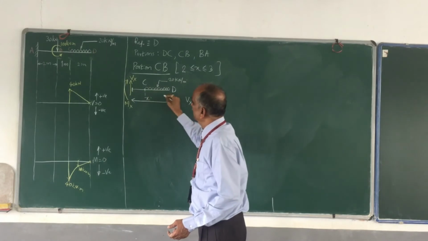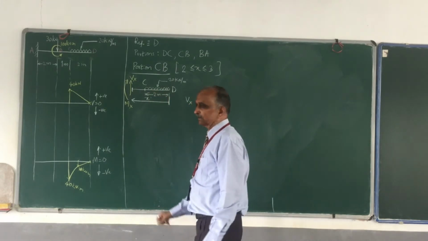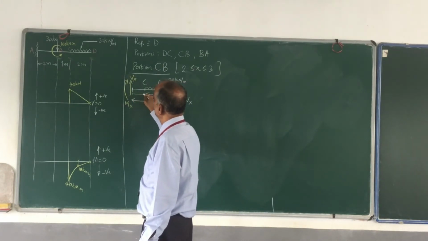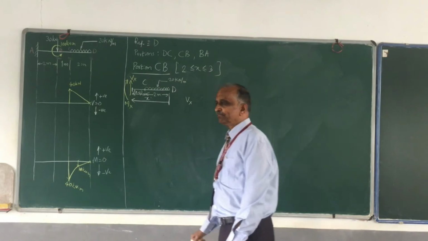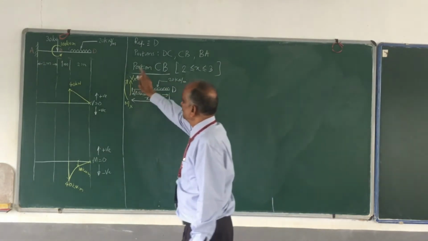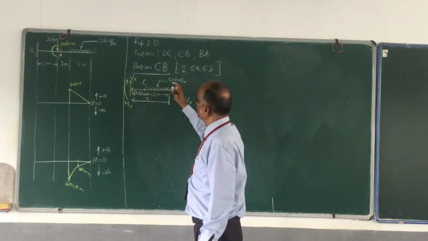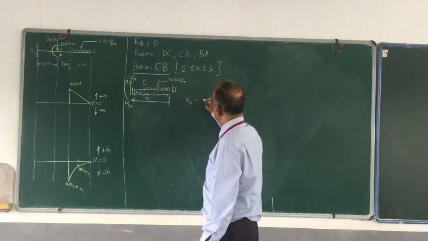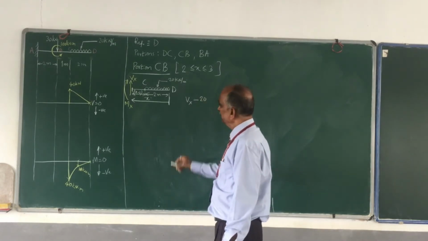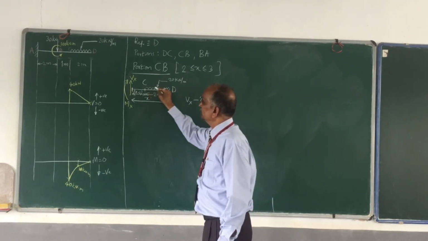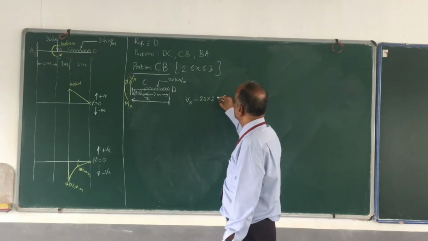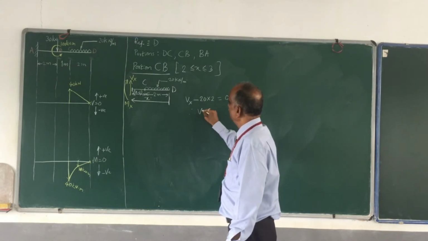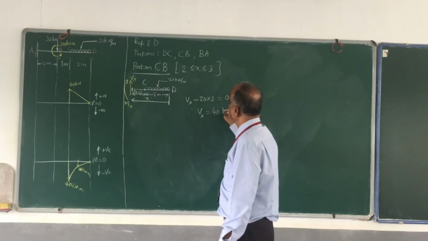One more thing I should do. We shall write down here. I know that this is 2 meters. And how much is this distance? This is x minus 2 meters. So Vx upwards. Then this force is downwards, therefore it is minus how much? 20 kilonewton per meter, which is spread over 2 meters. It is not x meters, it is spread over 2 meters. 20 into 2. This is equal to 0. Therefore, Vx is equal to 40 kilonewton.